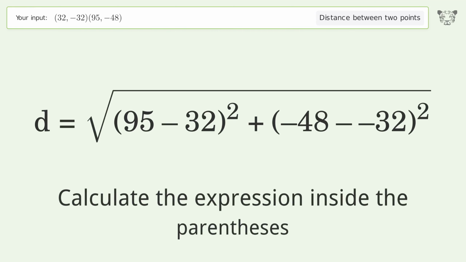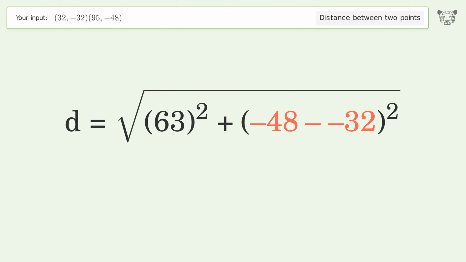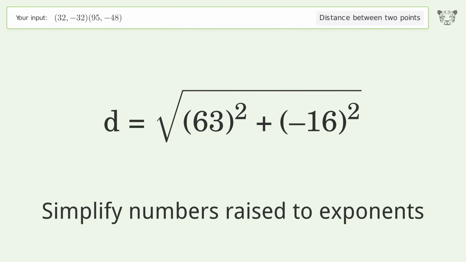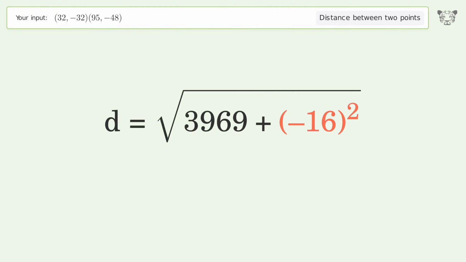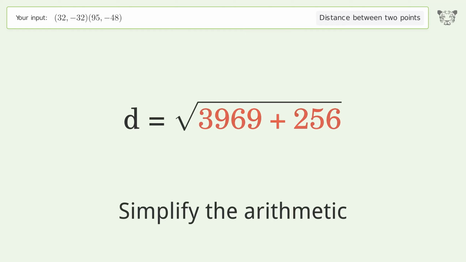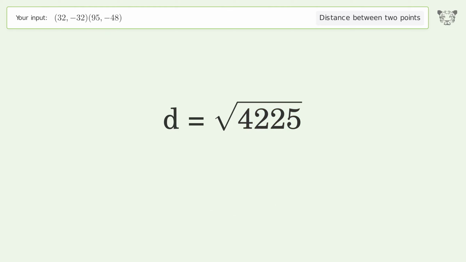Calculate the expression inside the parentheses. Simplify numbers raised to exponents. Simplify the arithmetic. And so the distance between the 2 points is the square root of 4,225, or 65.